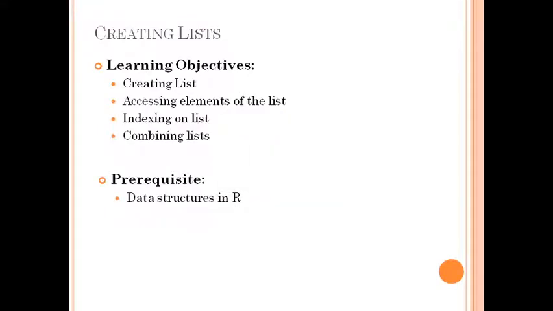These are the learning objectives, wherein we will be learning how to create a list, how to access elements from the list, indexing the list and combining various lists. To understand lists, we must know what the basic data structures in R are, or what the basic variables are that we can create in R.